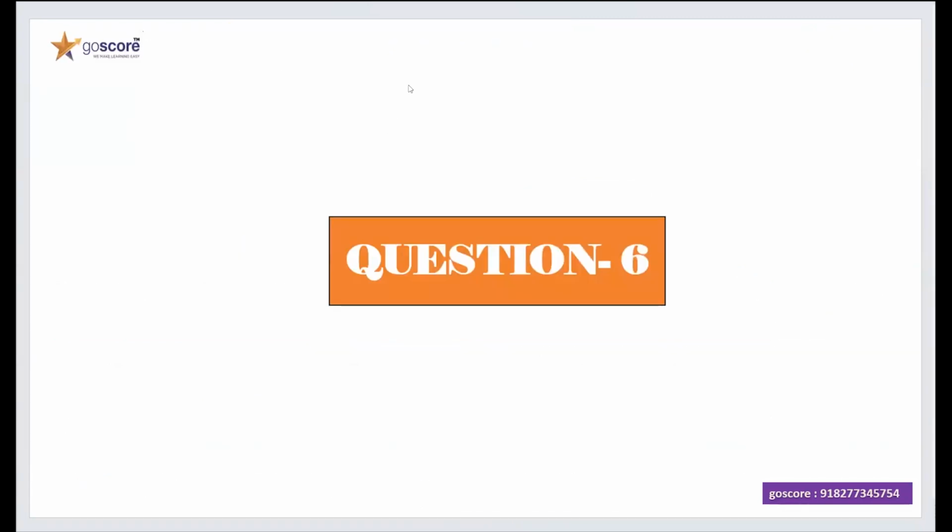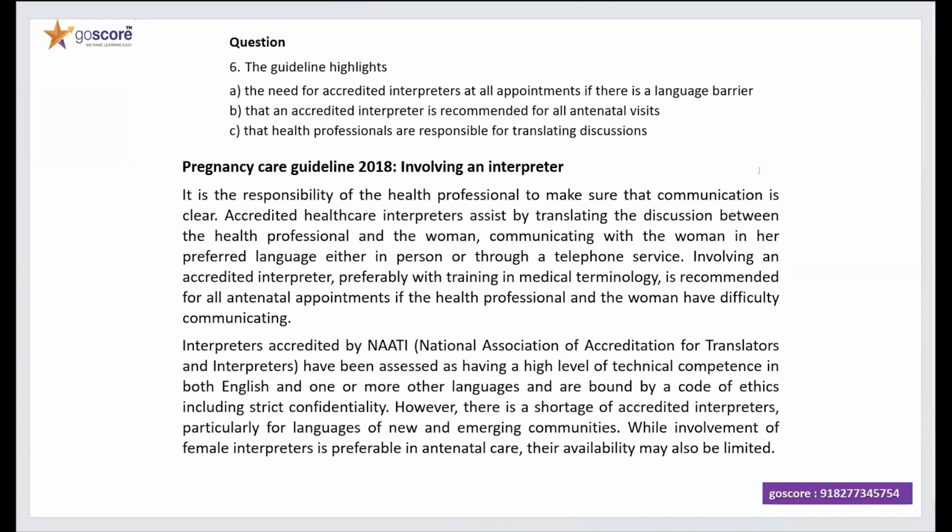The last question. The guideline highlights the need for. So what it highlights, that is our question, right? We need to find out what is highlighted in this particular text. Option A, the need for accredited interpreters at all appointments if there is a language barrier. Option B, that an accredited interpreter is recommended for all antenatal visits. Option C, that health professionals are responsible for translating discussions. After reading 3 options, which one can you eliminate? Options A and B, you can eliminate. Okay, fine.